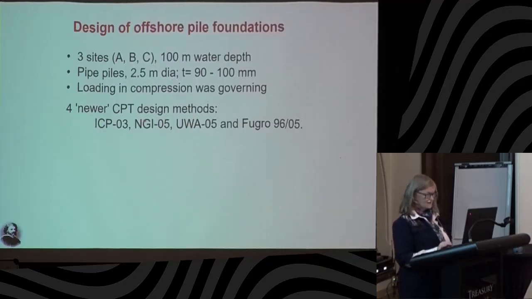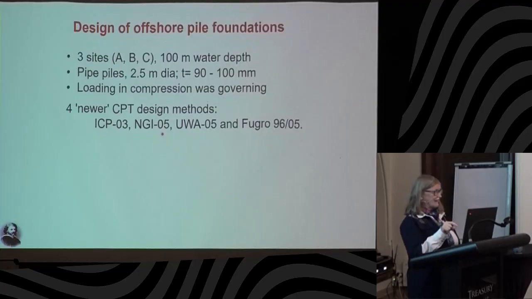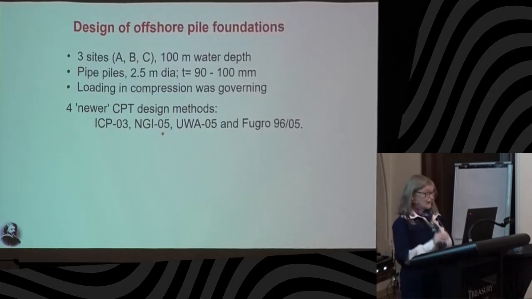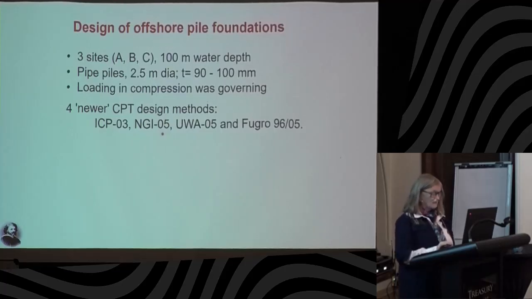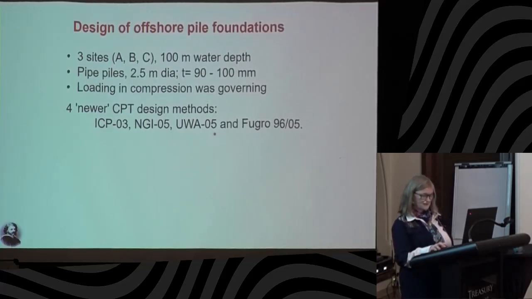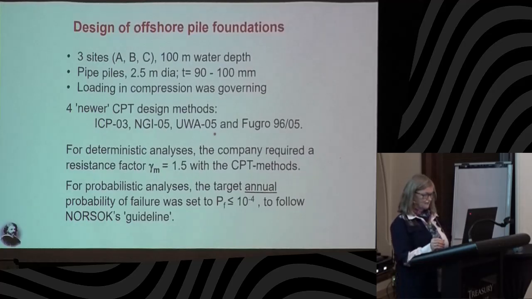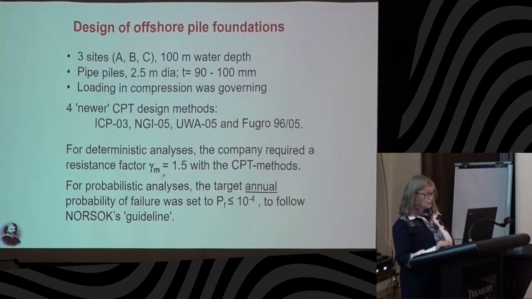And the 4 newest CPT methods, which had just been included in the code in 2005, but you know how it is. Each proponent is part of the committee, and they did not want to prioritize among the methods. We said, well, you can leave the NGI method out if you want. But okay, all 4 included. The Imperial College method, the NGI method, UWA method, and Fugro. And I must say, UWA was doing a lot of the hard work, and was one of the prime motors pushing for this acceptance. So we got accepted that we introduced the CPT method instead of or in addition to the API method. The material factor that was used is 1.5.